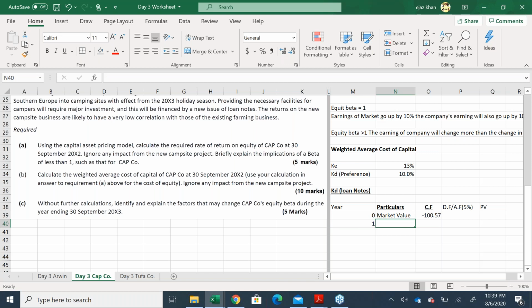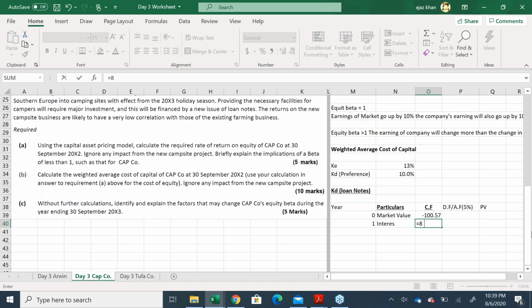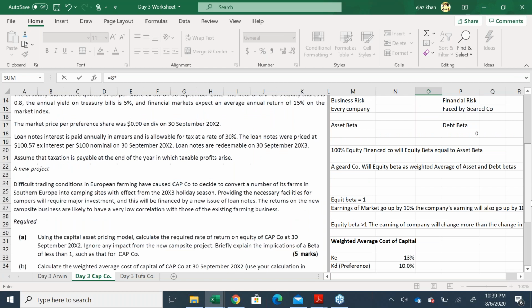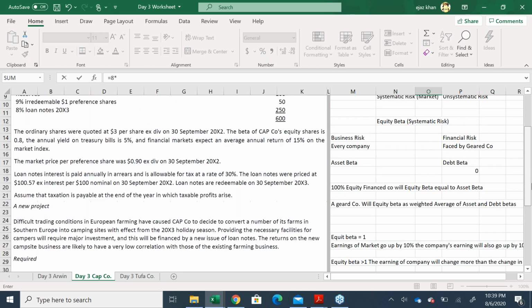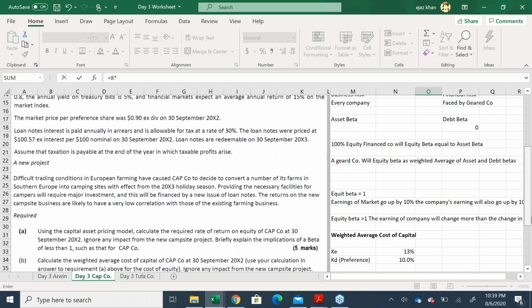So interest will be paid, and it should always be after tax. So what's the amount of interest? 8%, and the par value is always $100. So 8% of 100 will be $8, and we should make it after tax if there is a tax rate given in the question. Do we have a tax rate in the question? Just check it out if there is any tax rate. Yes, 30% tax rate.